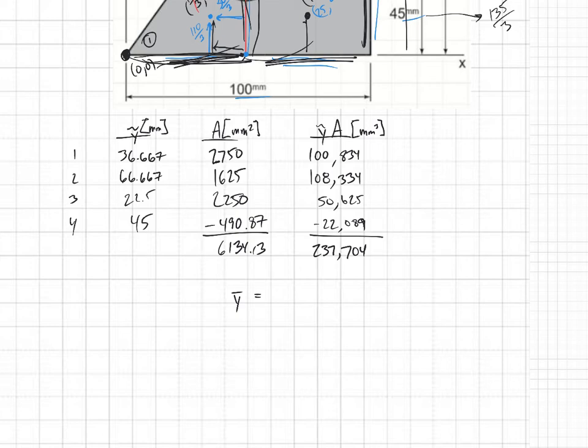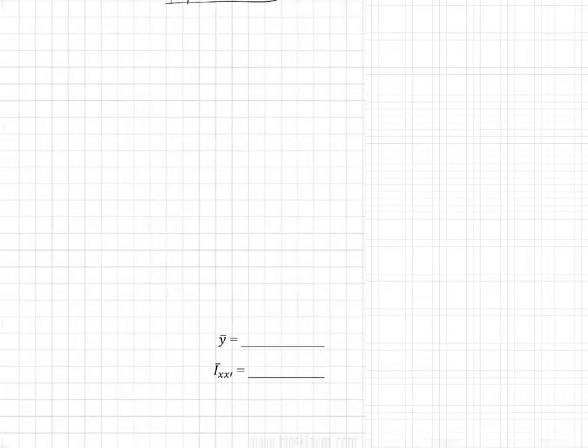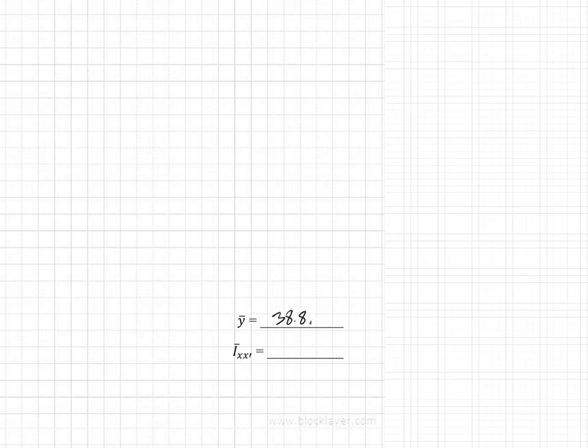So y bar equals the sum of the y hat A over the sum of the areas. And so that's going to be 23,704 millimeters cubed divided by 6,134.13 millimeters squared. So y bar equals 38.751 millimeters, I'm just going to keep 5 sig figs here. Okay, now obviously, we're not going to report that. So down here, we're going to put 38.8 millimeters. Please don't forget your units.